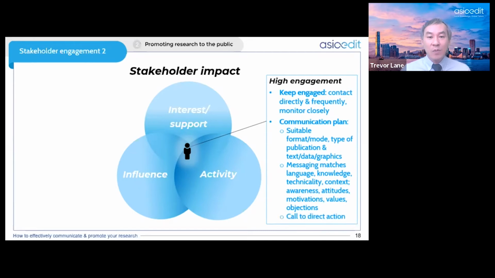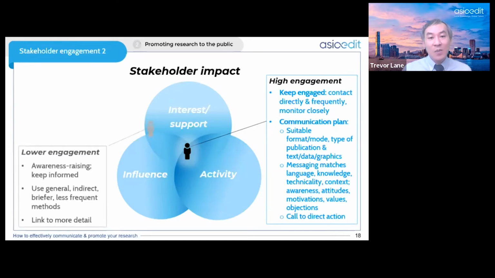And then once they're at that active stage, you can supply them with the right information, meet them in person or online, and then push them into direct action to use your research, put it into a policy, put it into practice, change something within their circle. And in that way, it mobilizes your research.